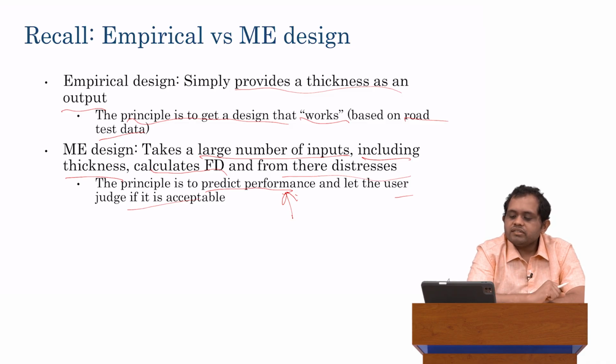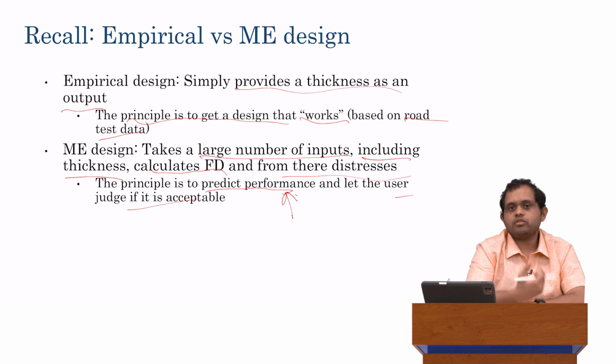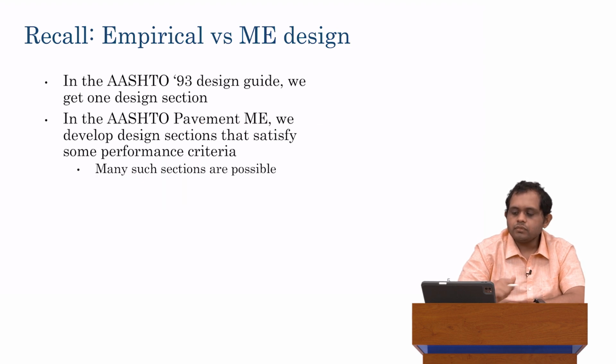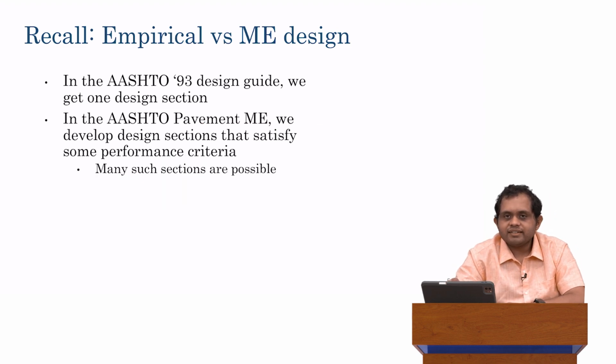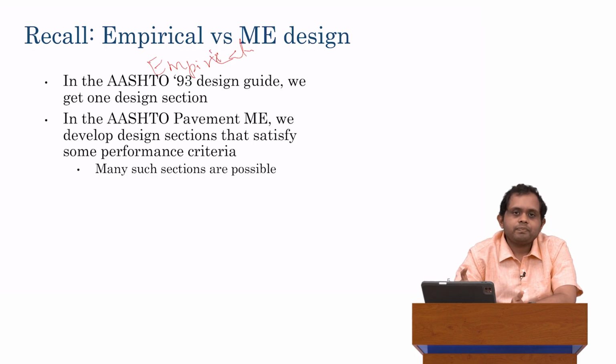So as you can clearly see, philosophically, these two are very different. Empirical design is giving us one answer and only one answer. Mechanistic empirical design gives us an output of performance. Whether it's an acceptable design or not is for us to decide. So in the AASHTO 93 design guide, which is the empirical guide, we get one design section.